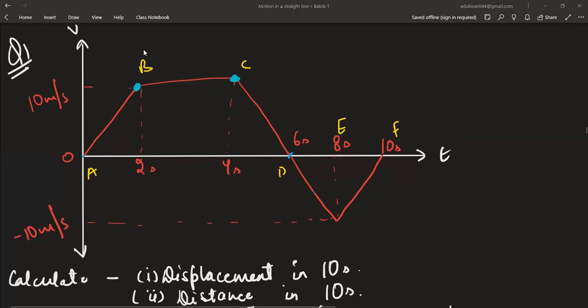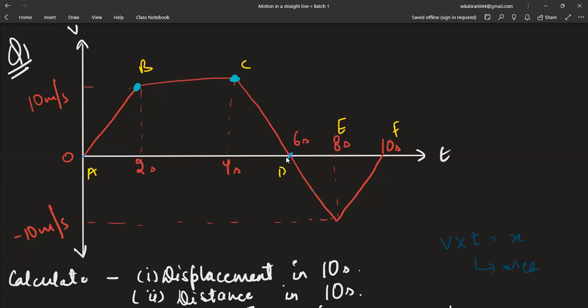See class, in this graph you have various segments: O to B, then B to C, then C to D, D to E, and then E to F. Now, just the single value of velocity is given. This is 10 meters per second, and this is minus 10 meters per second. You have the time duration. You have to calculate the displacement in 10 seconds. This is a velocity versus time graph, so the area of the graph gives you displacement. So this can only be calculated through the area of the graph.